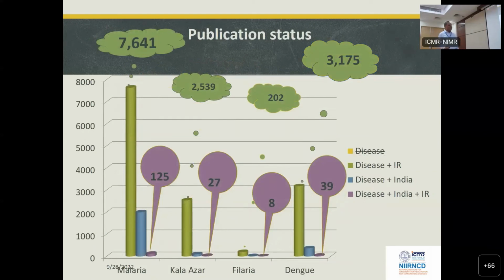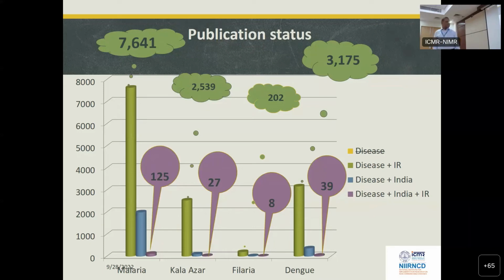So, if I remove the disease part, I'm looking at implementation research and disease. 7,641 studies have been conducted globally on malaria and implementation research. In India, out of that, only 125. Again, for Kala-azar, 2,539 implementation research works were done all over the world. In India, only 27. This gives you a comparative picture of where we stand for our major vector-borne diseases in terms of research, and specifically implementation research.